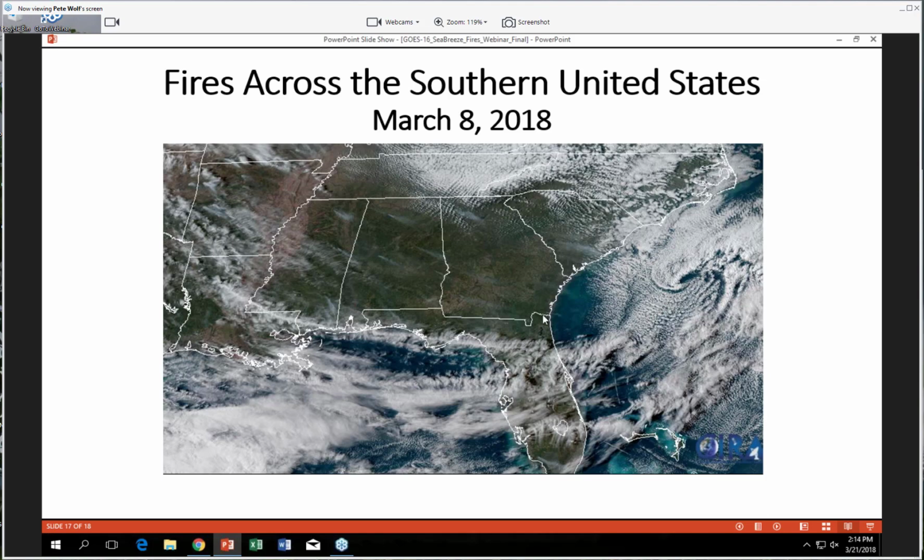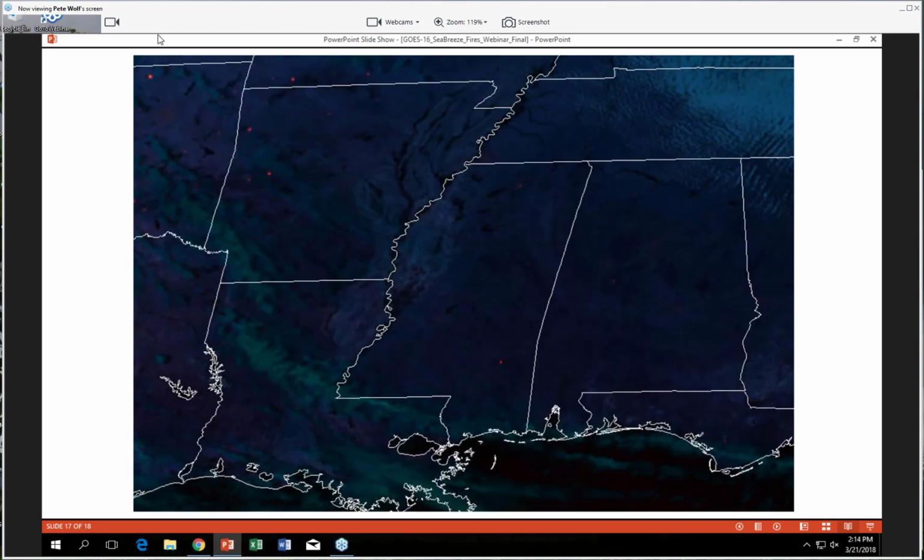Even the smoke plume here in eastern Georgia, which was hard to see in the visible images, stands out much better. And again, here's the fire temperature one showing some of the hot spots pretty clearly. And again, if you zoom in more, you will find even a couple of these smaller fires as well.